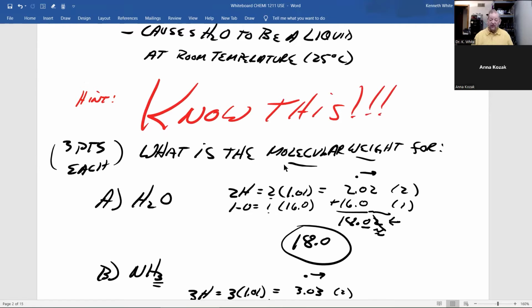Know this. We'll be using this for test 1, for quizzes throughout the rest of the semester, not 2, but 3, 4, 5, and 6. Test number 2 and the final. You will be asked for certain problems. You'll have to calculate the molecular weight.